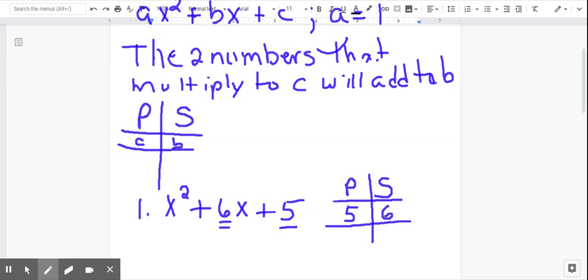So now we're going to write the factors of 5. What multiplies to 5? Well, 1 times 5 does. Now let's add those. 1 plus 5. We get 6. That's what we wanted to get. So those are the two numbers we're going to use when we factor. Done.